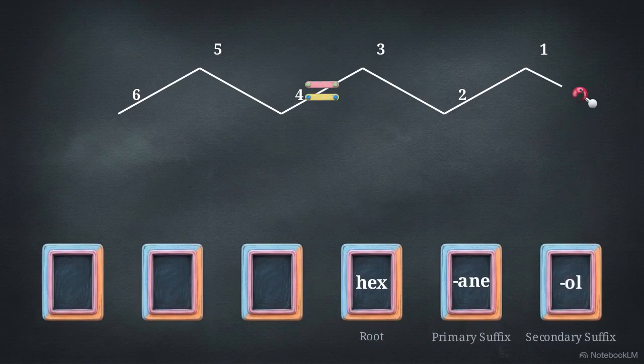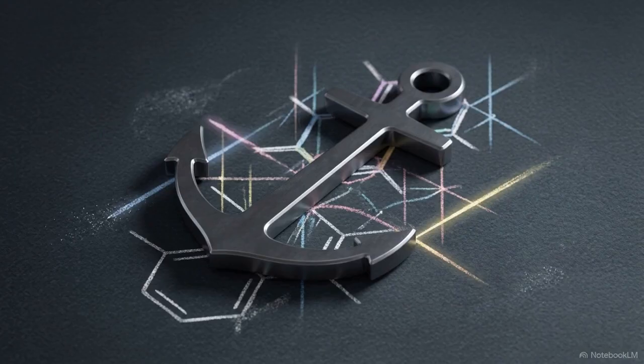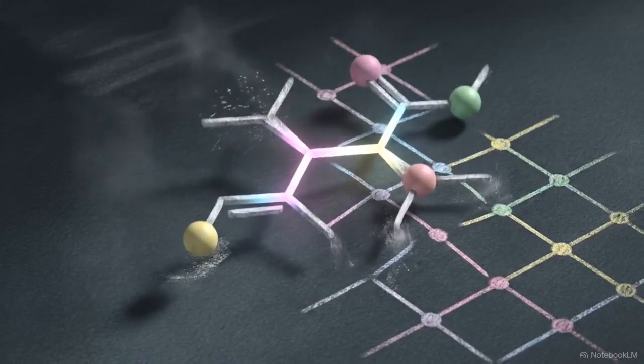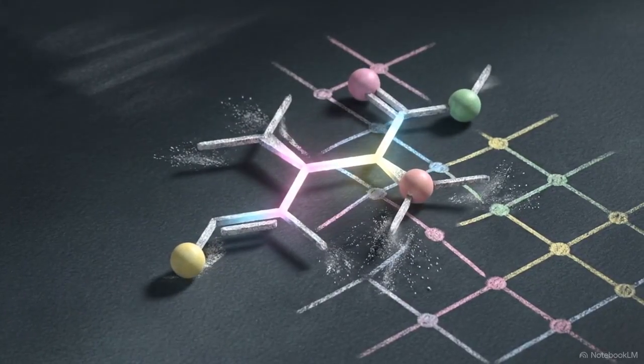Because the alcohol won, it locks in the secondary suffix at the very end of our name. We append ol. The lower priority double bond doesn't get ignored. It controls the primary suffix, sitting just before the alcohol, shifting our ane to an ene to indicate the chain is unsaturated. Identifying this highest priority group is the critical anchor point. It orients the skeleton and defines the molecule's chemical family long before we even look at the side branches.